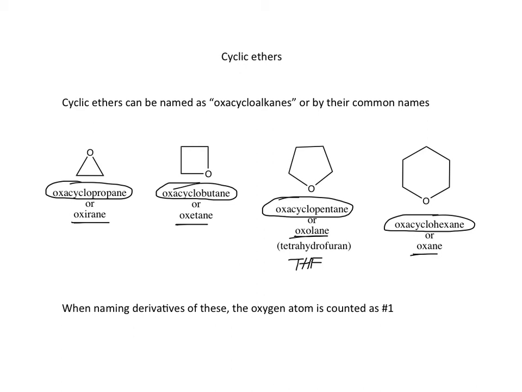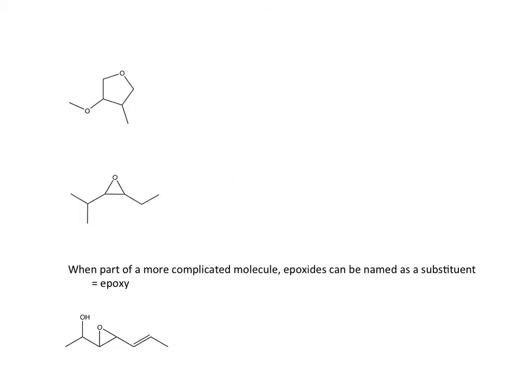When you have substituents on these, so you're naming derivatives of these, the oxygen atom is counted as number 1, and then you go around the ring such as to keep the substituents with the smallest numbers possible. So let's go ahead and practice a few of them. Okay, so there is a 5-membered ring, and with that 5-membered ring, we'll name it both ways using its oxacyclopentane and also its common name oxolane.